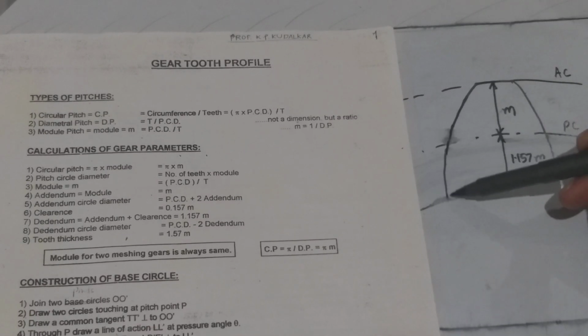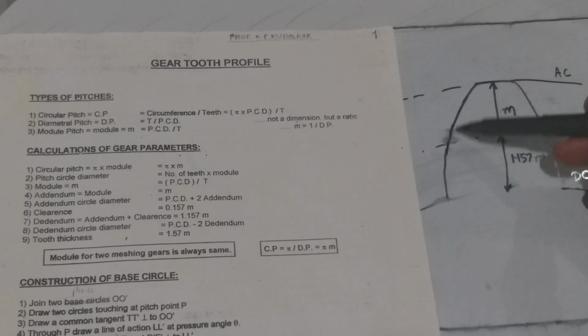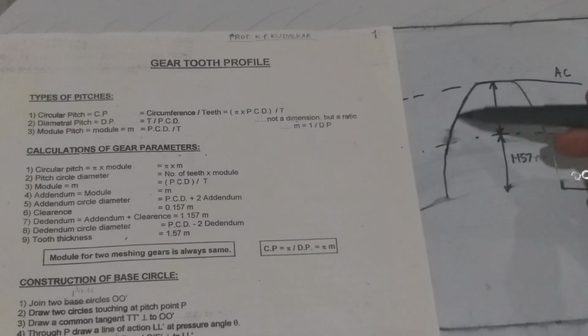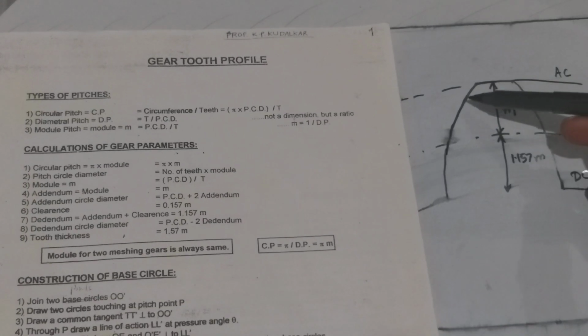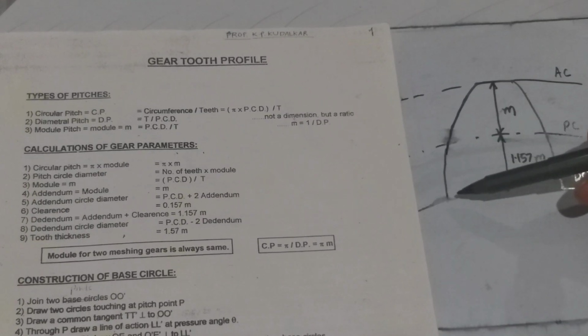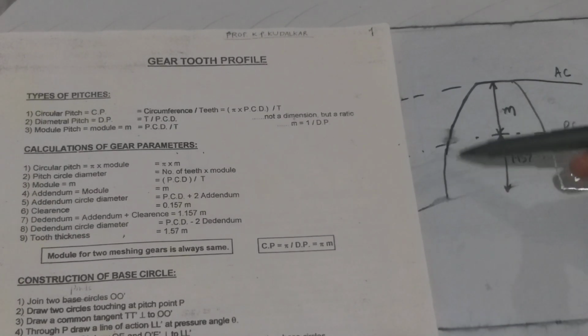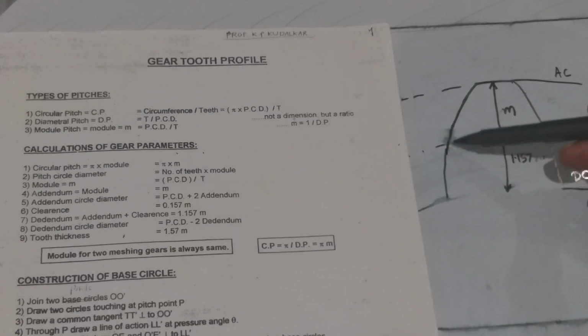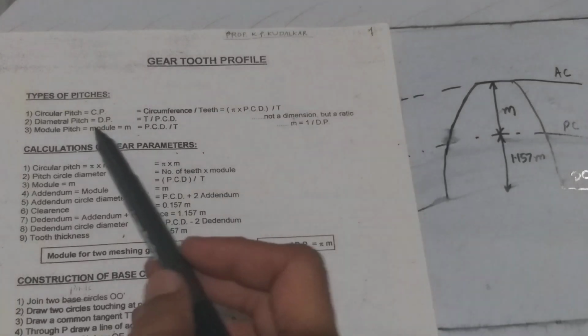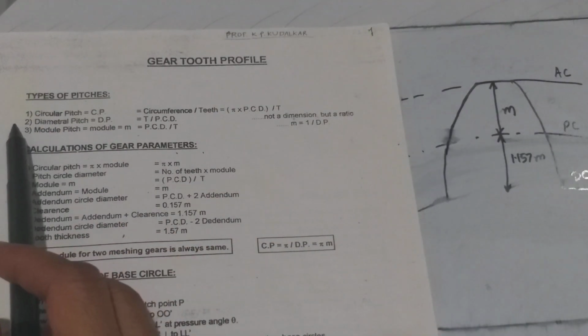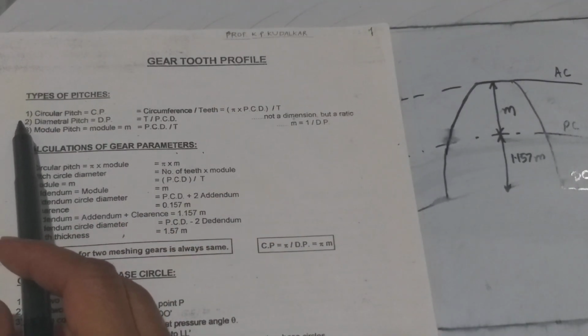Now what is the shape of this particular curvature? This curvature is of course neither a straight line nor a part of a circle, but it is a curve that is called an involute curve. We are now going to learn how to draw this involute curve to represent a tooth. Before we do that, let us have a look at some gear tooth terminology.